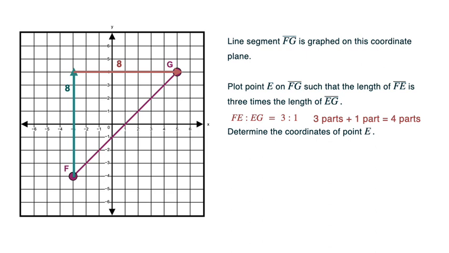We want to find point E, we want to think of 3/4 of 8. And we're going to go up 6 units from point F. And then 3/4 of that horizontal distance of 8 equals 6 will also go over 6 units. So starting at point F, we're going to go up 6 and then over 6, and that's where we land. Point E has coordinates 3, 2.